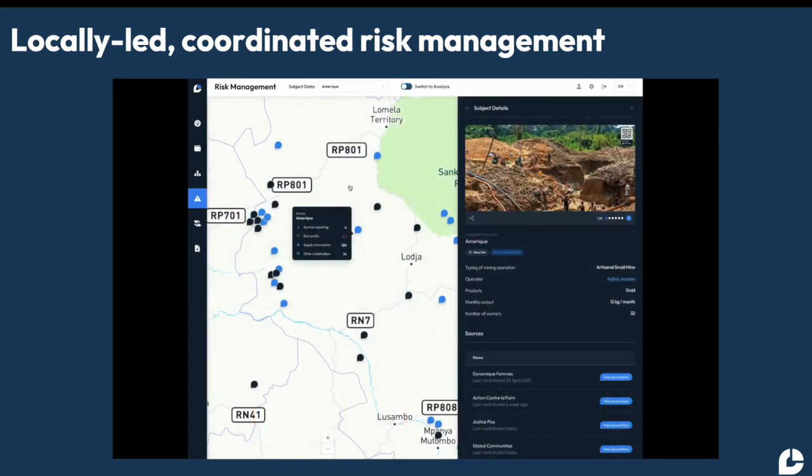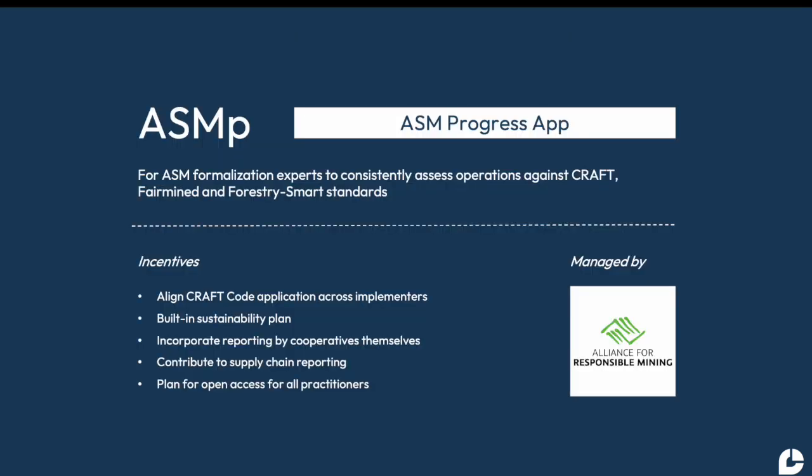And then we realized we could not come up with all the ideas on how to generate local data. So we are working with others to build their own application on top of the Datastake ecosystem. The Alliance for Responsible Mining is building a standard digital tool to assess artisanal and small-scale mining operations against CRAFT, Fairmined, and Forest Smart Mining standards. ARM owns the application, but the application leverages Datastake features. So inputs can be consolidated from other sources, and outputs can be shared with other clients on the platform by ARM.